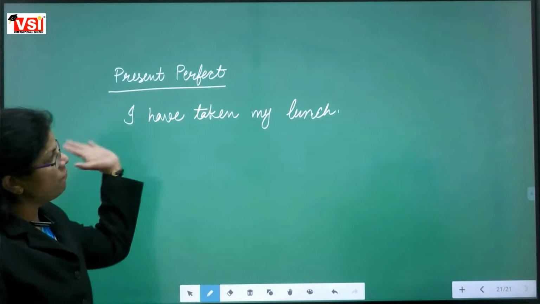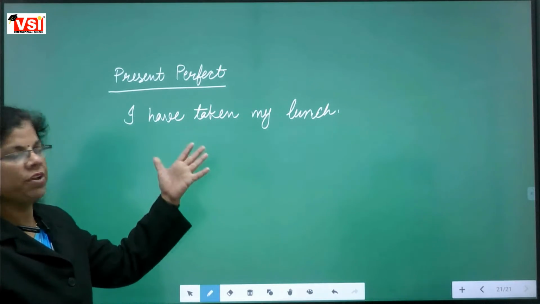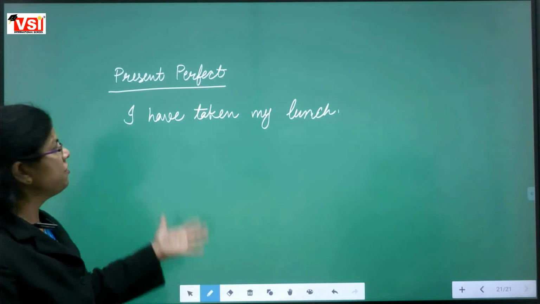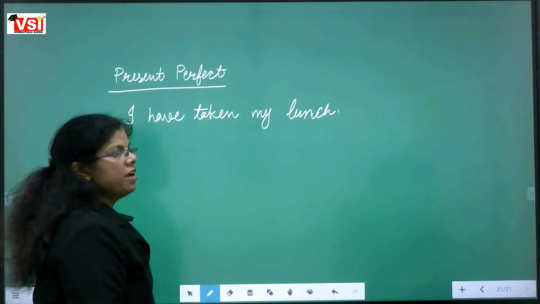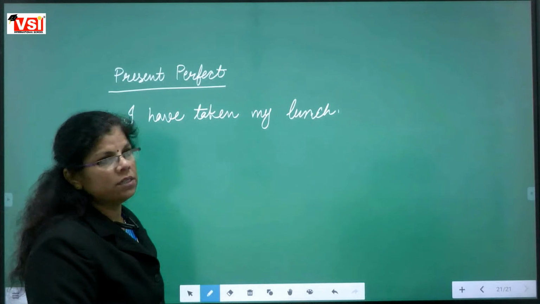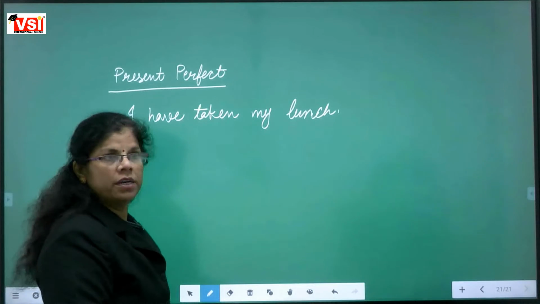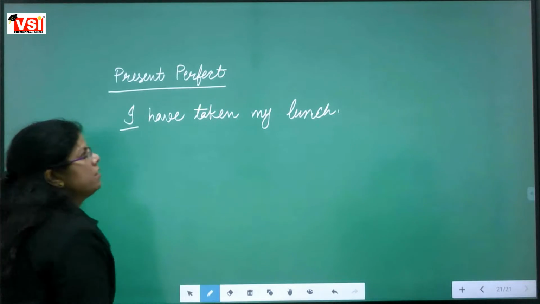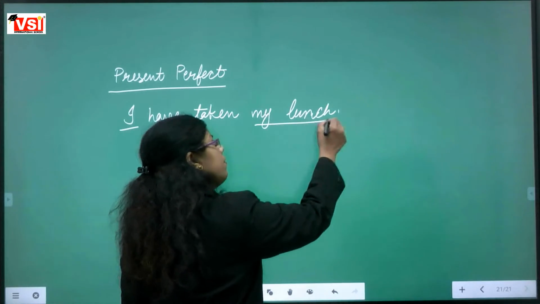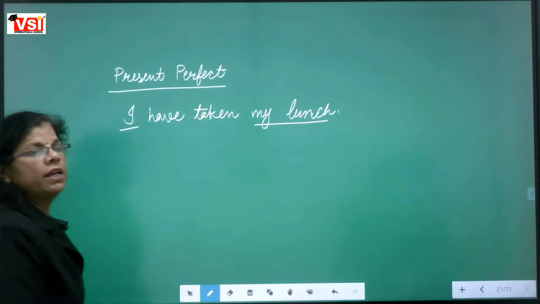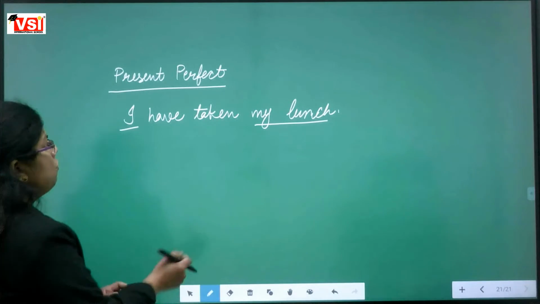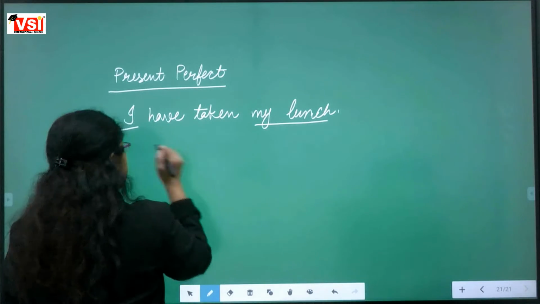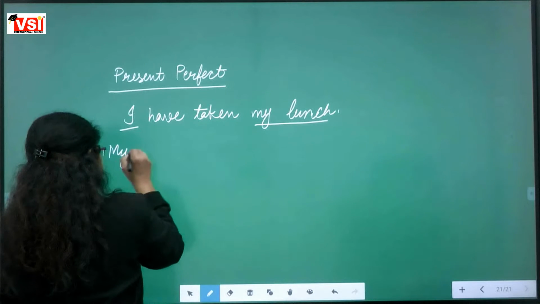So again we are moving to those 5 basic rules. First we have to understand, first we have to select or identify our subject and object. So this is the subject, I, and my lunch is the object. Fine. So we are interchanging their positions and we are bringing my lunch to the starting. My lunch.